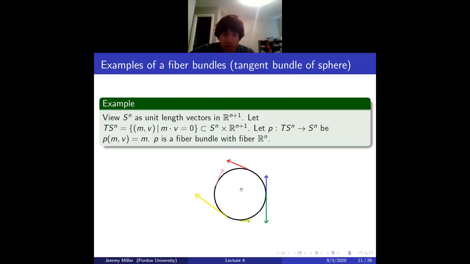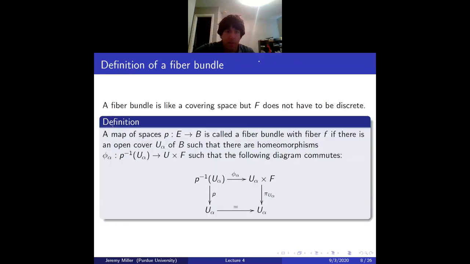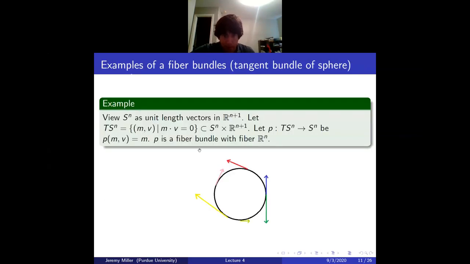So here, I guess we can view the vectors as being based at M instead of based at the origin. And then, this is a picture of elements in, so I guess some terminology. If you have a fiber bundle, E is called the total space and B is called the base space. And F is called the fiber. So here's a picture of some points in the total space.